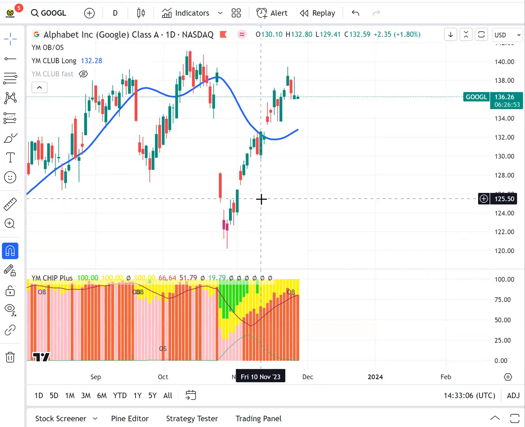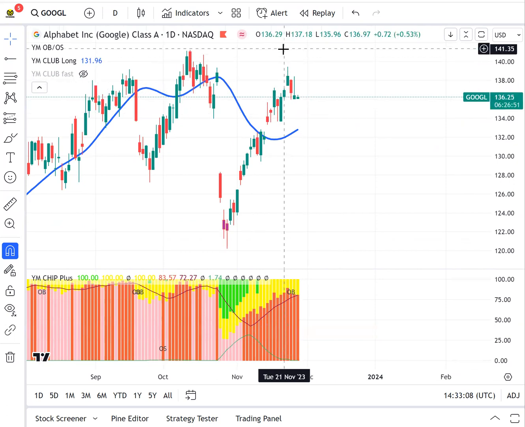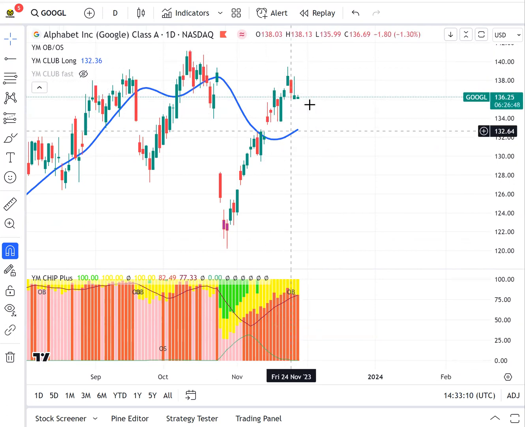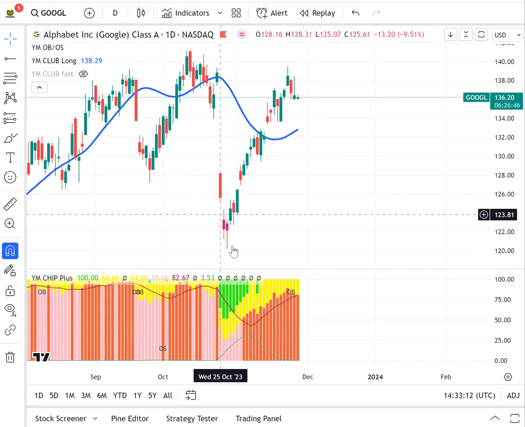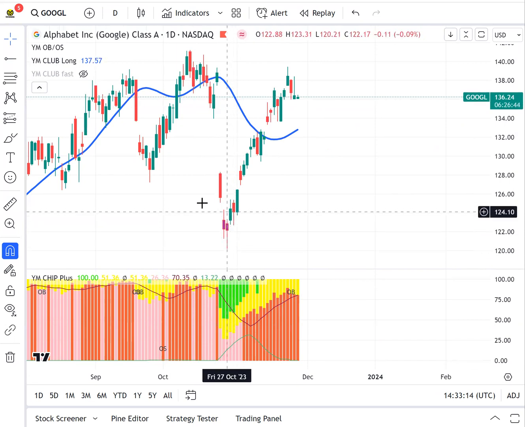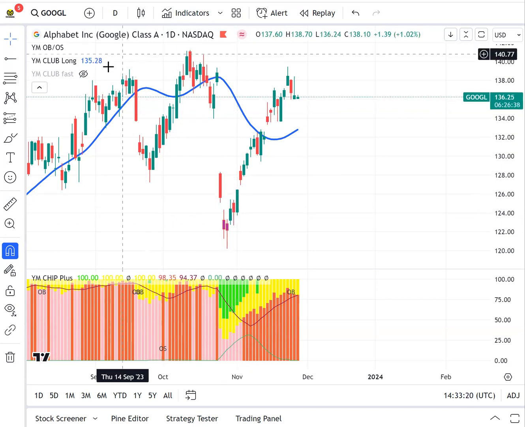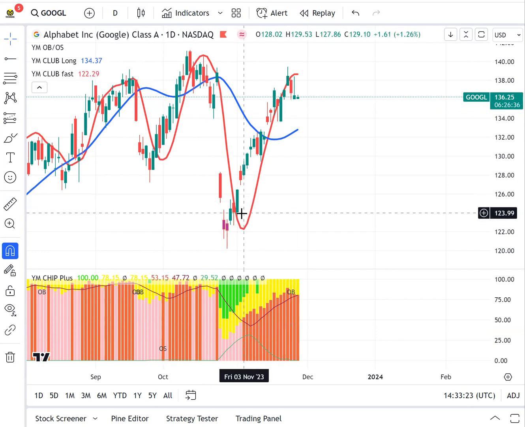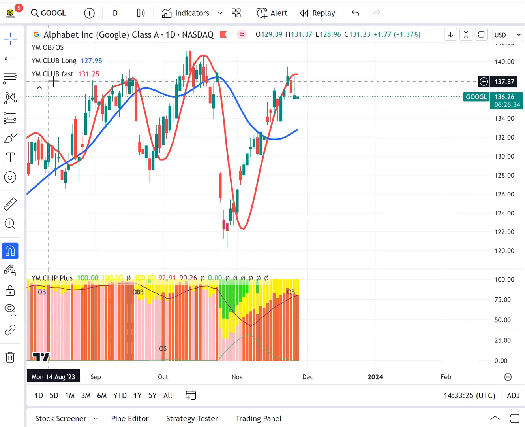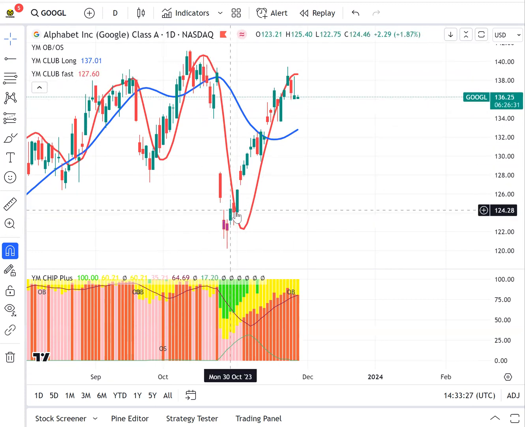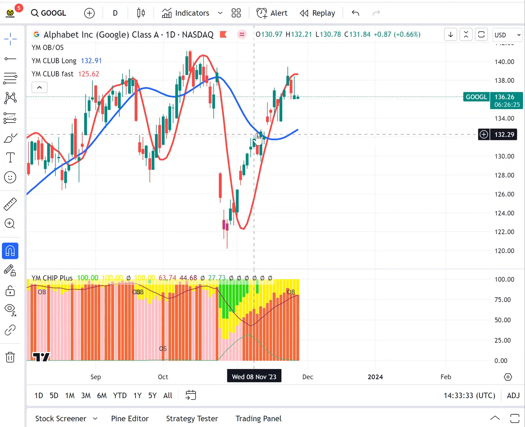So Google right now, do we have an overbought pattern? Right now we don't have. We have an oversold here. So if you use this single indicator, basically you buy at this candle. It's quite low, this is a very low price here. At the same time, you match with the YM Club Fast indicator. At the same time, they go above this line, so it's like a double confirmation, and then you feel safe to buy, right?